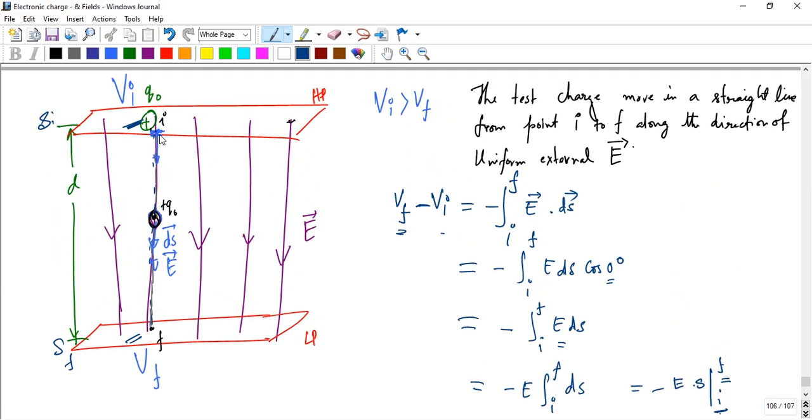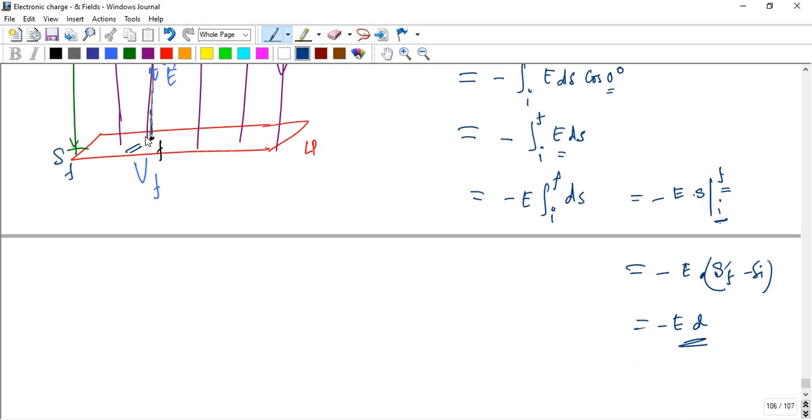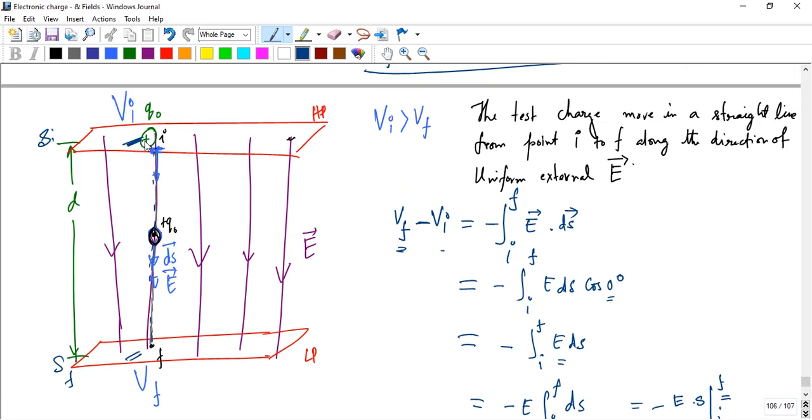Now the same case, but the test charge moves along another path. Suppose the test charge moves from I to C, and then from C to F, along this pink path.